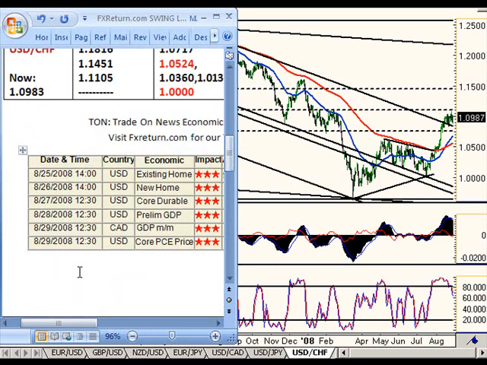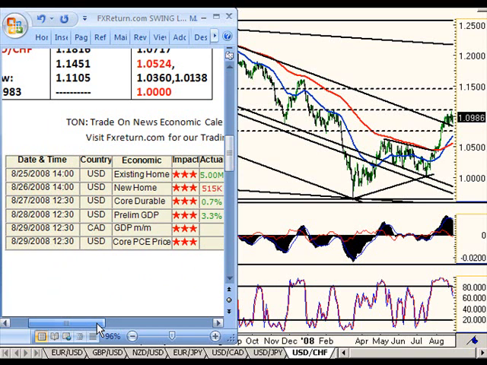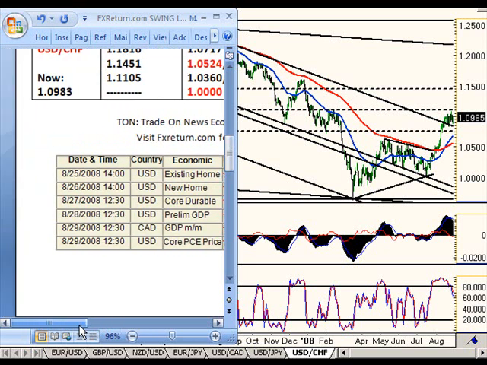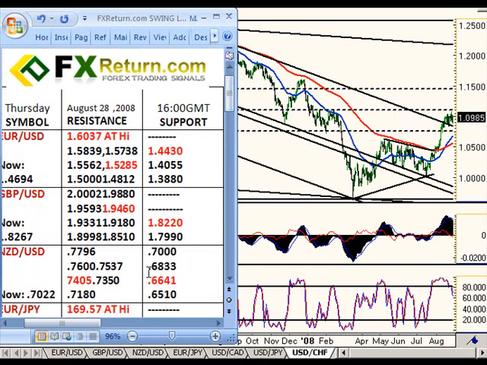When we look at the calendar for tomorrow, we've got Canadian GDP figures and the U.S. Core PCE price index coming out tomorrow at 12:30 GMT, 8:30 a.m. simultaneously. There's the forecast. We do have a trade-on-news plan for both of those events. So be sure to check the website at FXReturn.com.